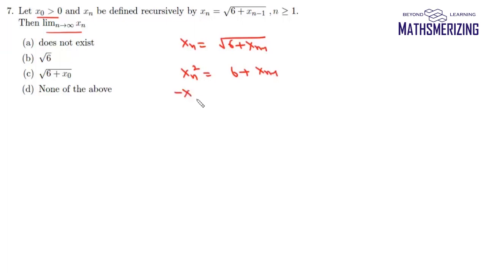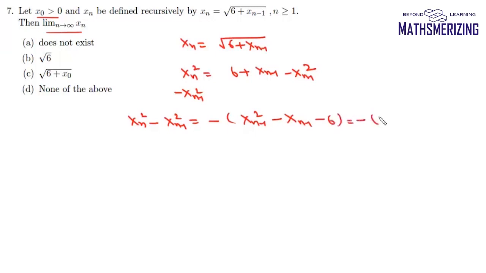Now what we'll do is we'll subtract xn minus 1 square from it. So it will be xn square minus xn minus 1 whole square, and if we take minus common here, we'll get xn minus 1 square minus xn minus 1 minus 6, and if we factorize it, we can write this as xn minus 1 minus 3 and xn minus 1 plus 2. Now here critical points are 3 and minus 2. And since x naught is greater than 0, we'll take two cases.